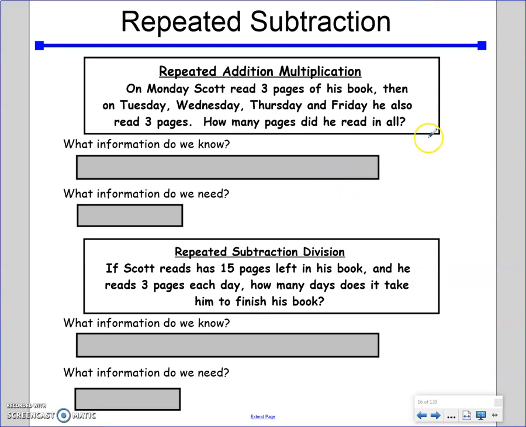So here's the repeated addition problem up here. On Monday, Scott read 3 pages of his book. Then on Tuesday, Wednesday, Thursday, and Friday, he also read 3 pages. How many pages did he read in all?